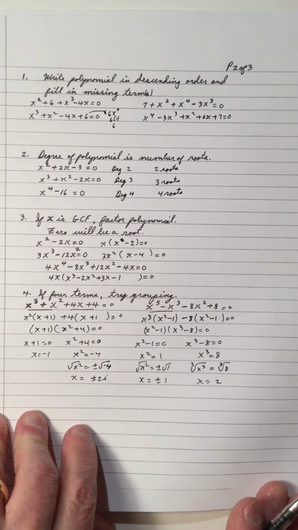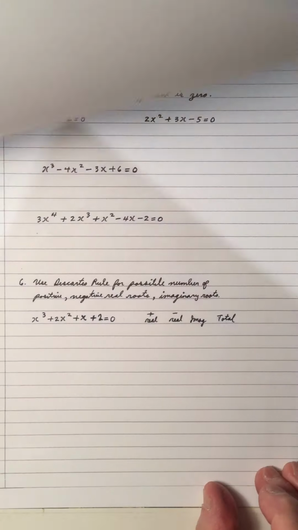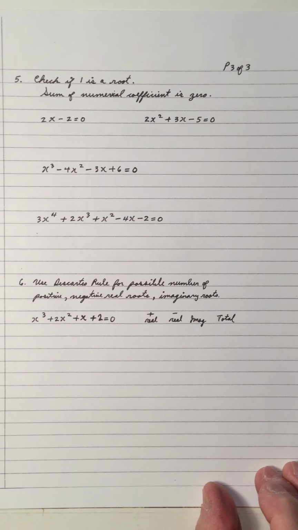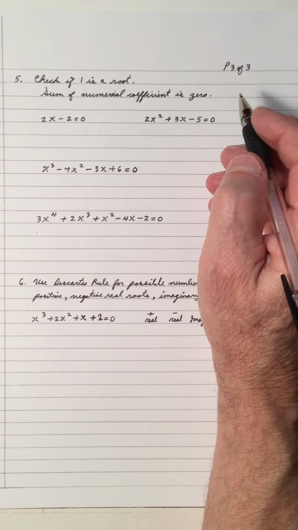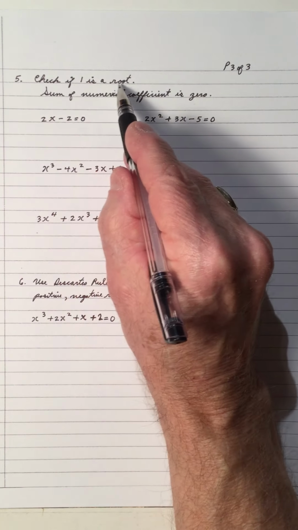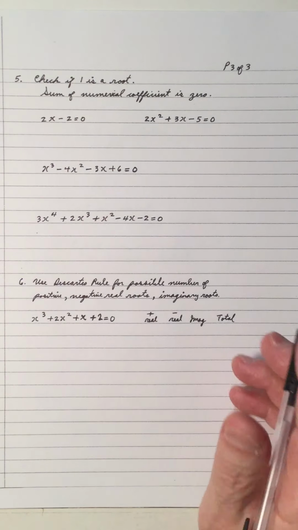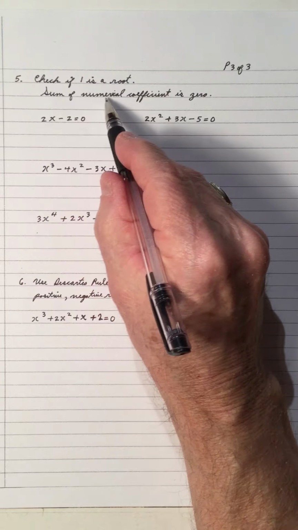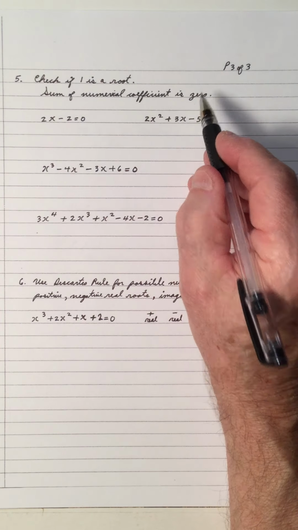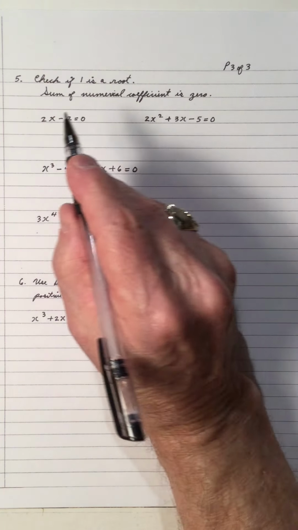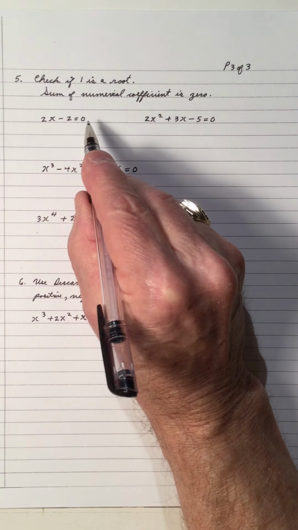So that's just showing you that if you have 4 terms, you try grouping. It makes it easier to do. And another idea that I use is that I check if 1 is a root. And how do I know if 1 is a root? Well, very simply, if the sum of the numerical coefficients is 0, 1 is a root. So if you take the coefficients and add them up, 1 is a root.